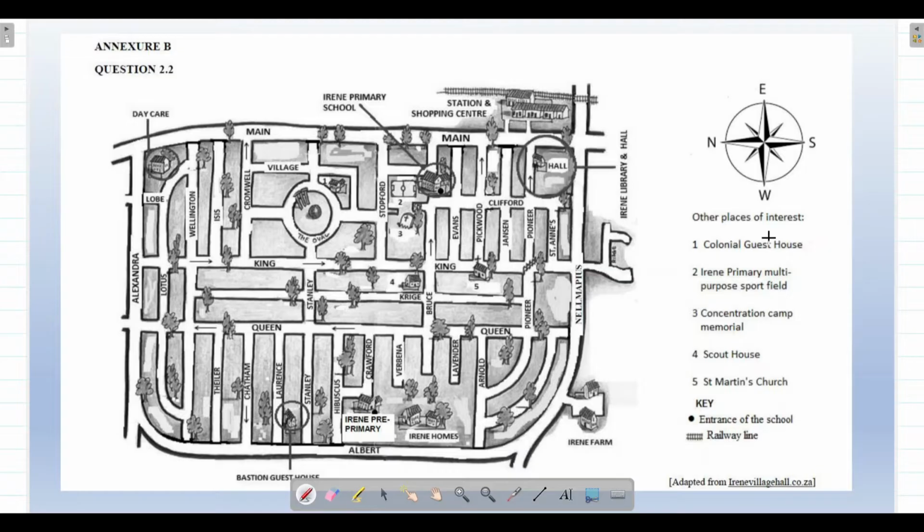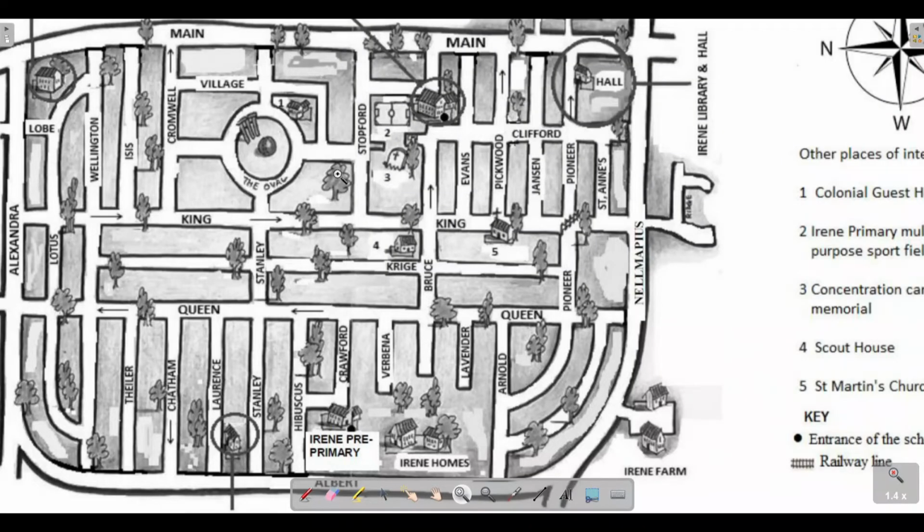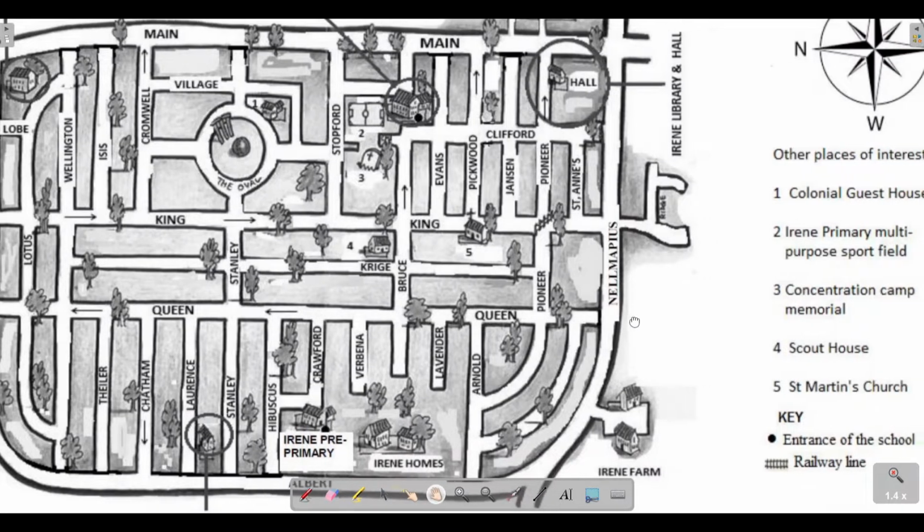And then we are also given other places of interest, right? We are told that we are given Colonial Guest House at number one. So when we see number one on this layout plan, that means that we are at Colonial Guest House. So let's just quickly look. Where is number one? That is number one there. If you can see it, let me actually make it bigger. So that is our number one there. Number one, that is our Colonial Guest House.